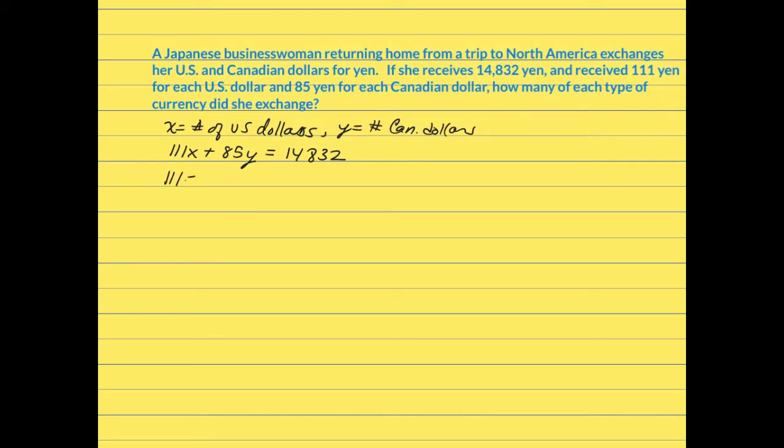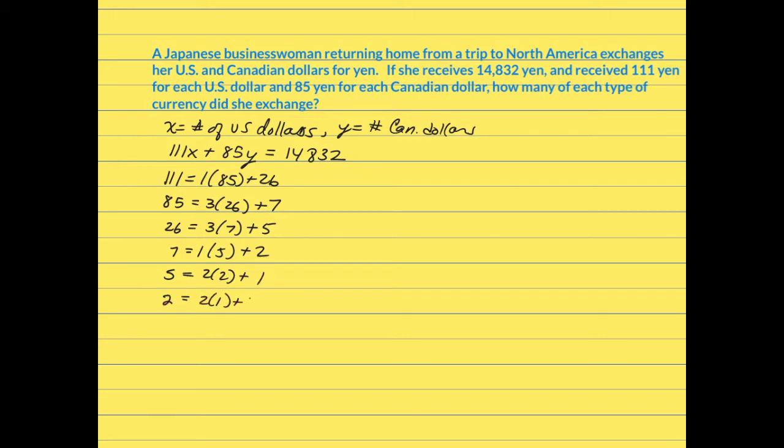So we've got 111 equals 1 times 85 plus a remainder of 26. We've got 85 equals 3 times 26 plus a remainder of 7. 26 equals 3 times 7 plus a remainder of 5. 7 equals 1 times 5 plus a remainder of 2. 5 equals 2 times 2 plus a remainder of 1. And finally 2 equals 2 times 1 plus a remainder of 0.